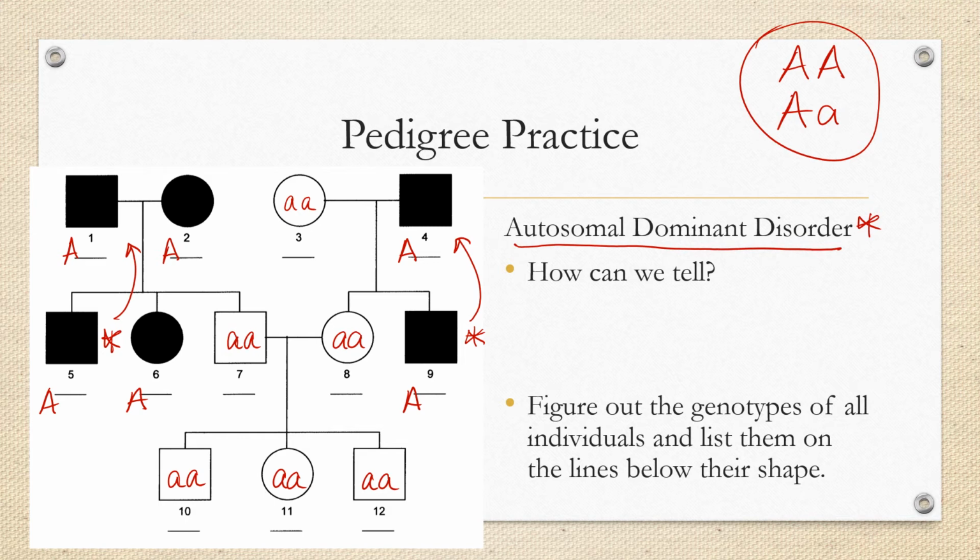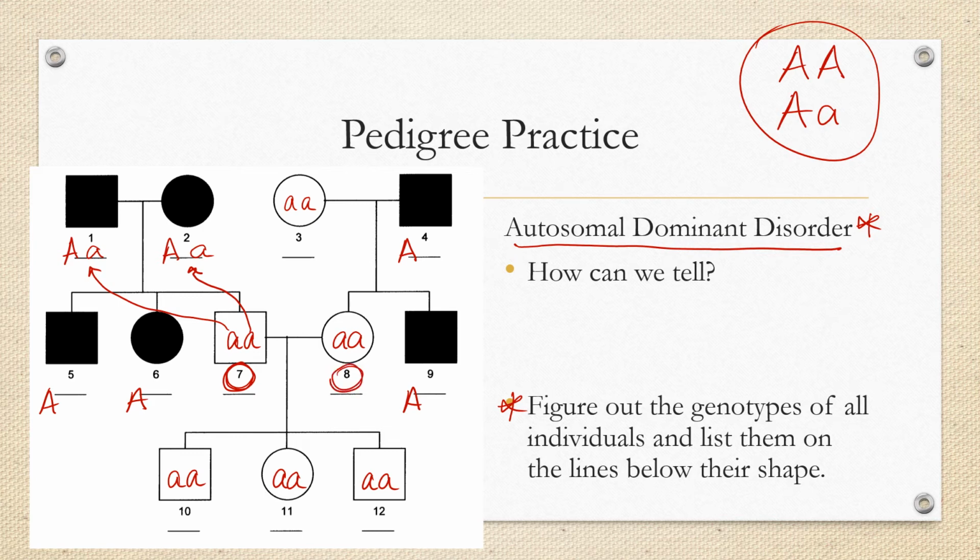Now let's do the second question, which is figure out all of the genotypes of the individuals and list them underneath their shape. Well, we've already done that for most of them. We just need to figure out the last few. The way I like to start this is look at the people who have kids that are different than them. In this case, number 1 and number 2 have child number 7, who is little a. The only way that they could have gotten 2 little alleles is if each parent gave them one. So automatically we know that number 1 and number 2 are little a, big A.